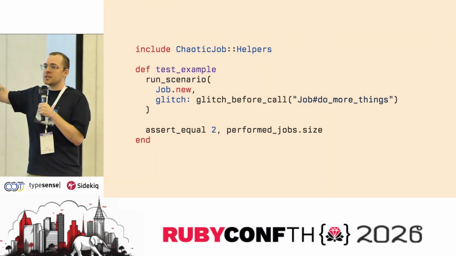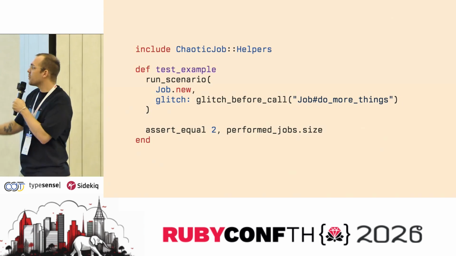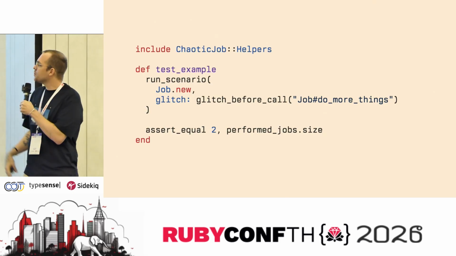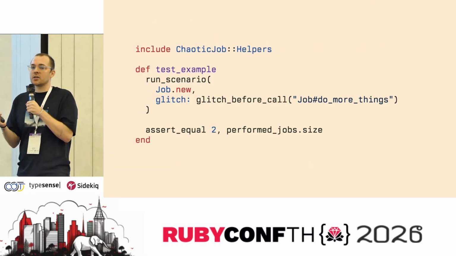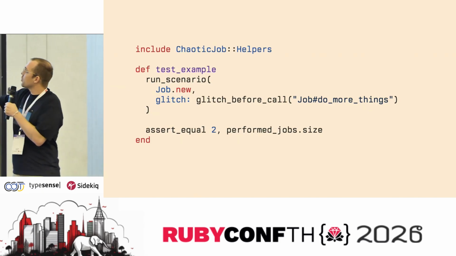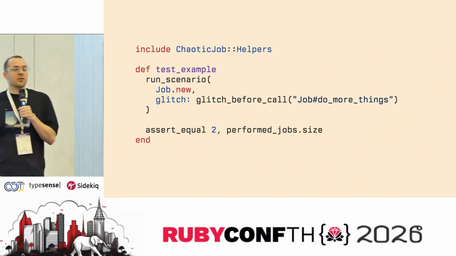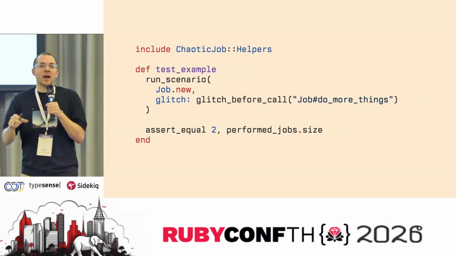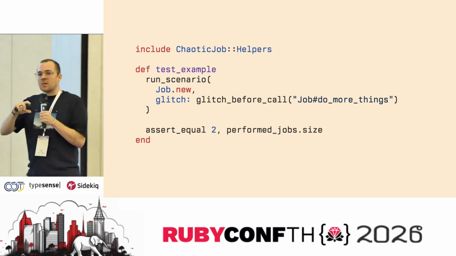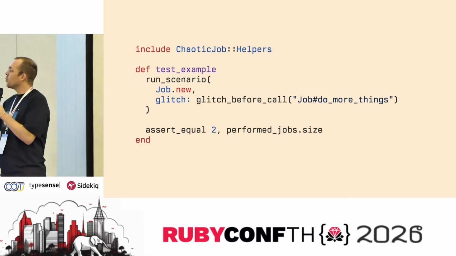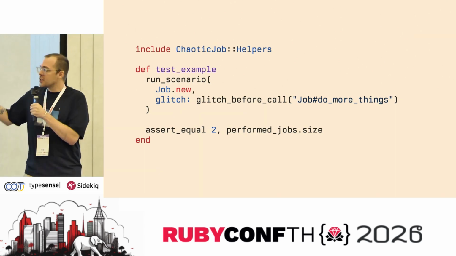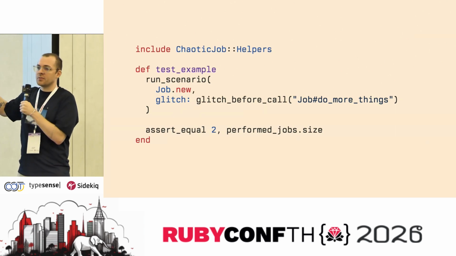You can just say, run a scenario, right? I want to run a failure scenario. Here's my job instance. You initialize your job with whatever arguments your job needs, and then just tell me how do you want it to glitch. Just provide us with a glitch, use our helpers, glitch before call, job do more things. This is going to make sure that your job retries on the particular error that chaotic job uses, a retriable error. It's going to make sure that everything is wired up, that it will call, perform all jobs, like do everything that you need. This is very declarative, much nicer.